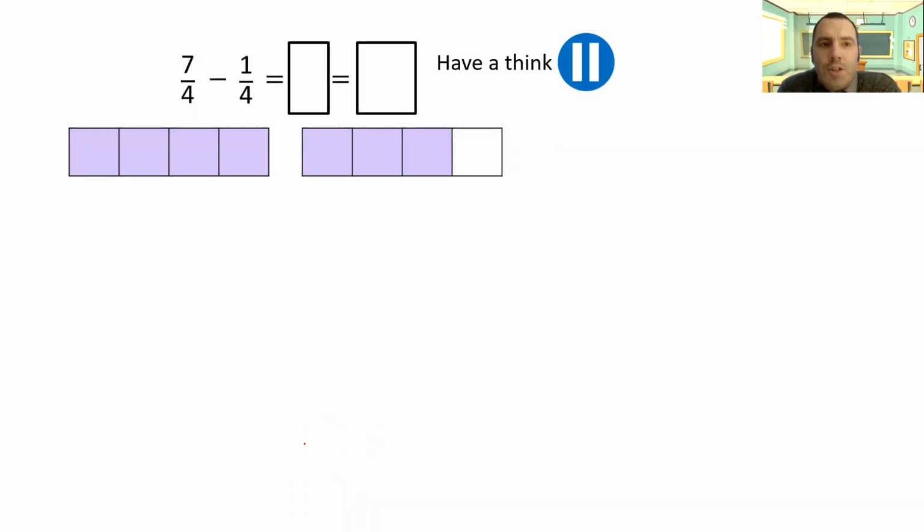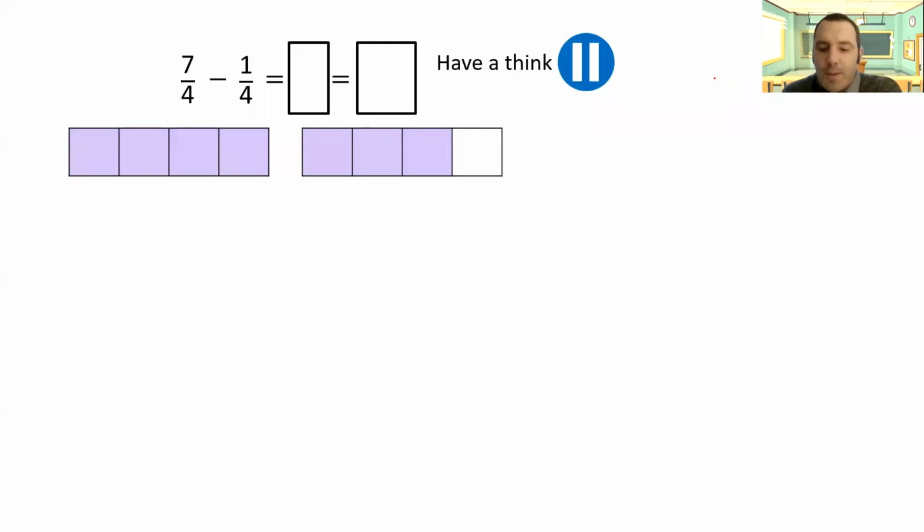Okay, your turn here. So we're subtracting fractions. Use the bar model to help. You'll have an improper fraction. You'll need to change it into a mixed number. Pause here to do this.